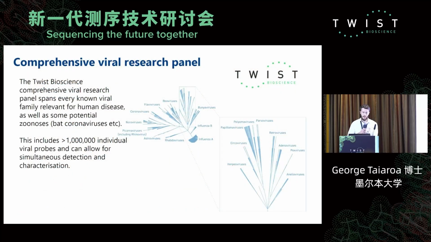This is another few slides just on the particular panel that I'll be presenting some data on, the Comprehensive Viral Research Panel. So this includes more than 1 million probes, more than 1 million bits of DNA that can be used to pull out selected sequences, in this case, human viruses, as well as a number of bat coronaviruses and other things that could be potential zoonoses, so things that could spill over into humans and cause disease. So really comprehensive, as the name would suggest.